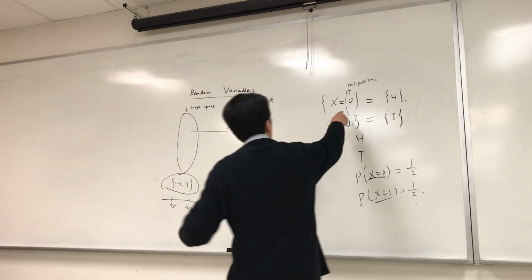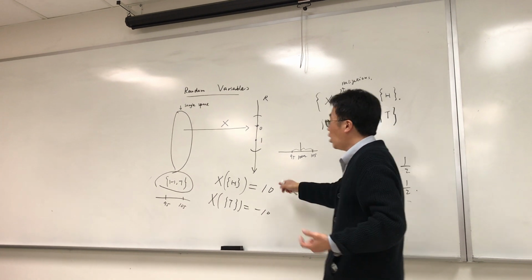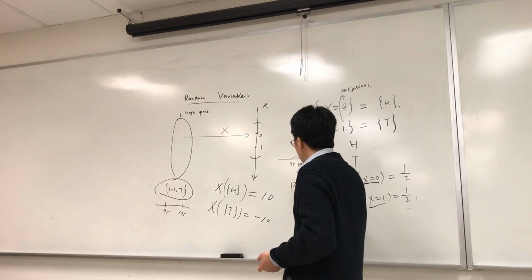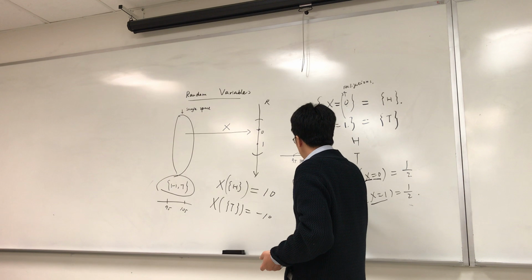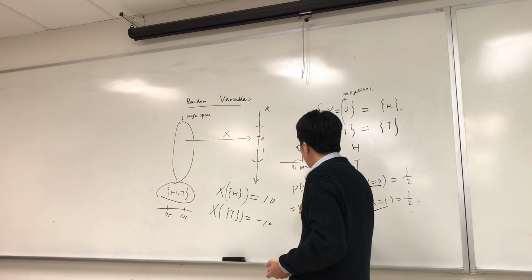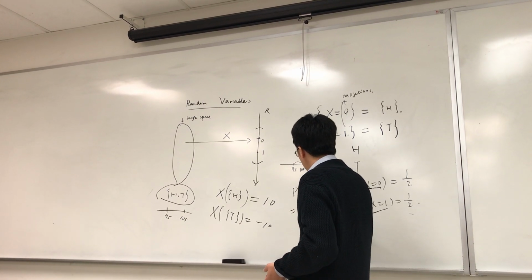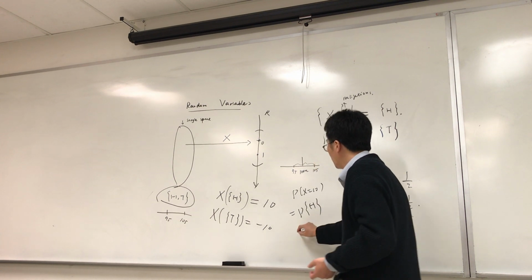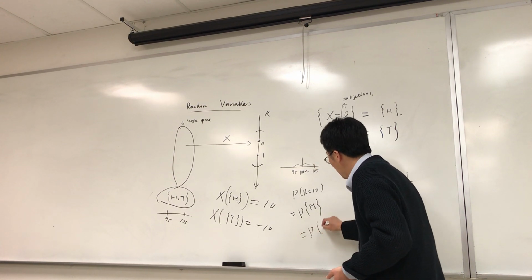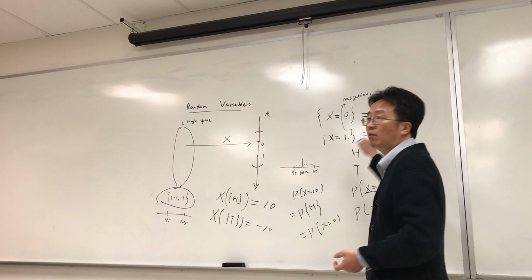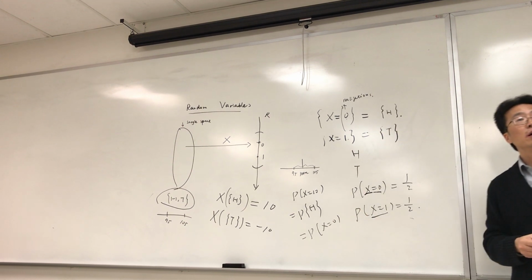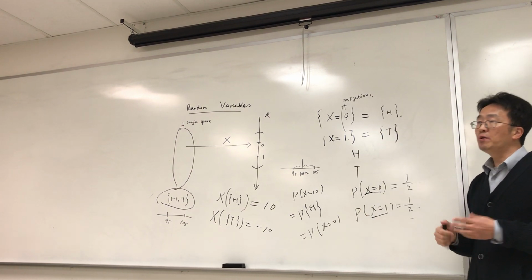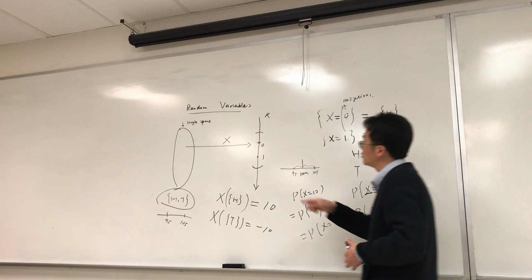No matter which option is used, it's always true that, say, P(X equal to 10) will be the same as the probability of what? The probability of H. Okay? It will be equal to the probability of X equal to 0 for the other option. So in other words, after we build this mapping, we just need to stick to this mapping.